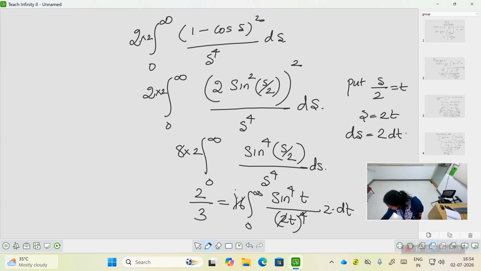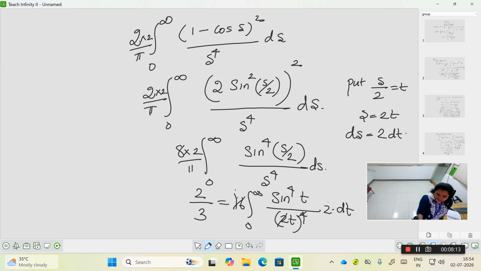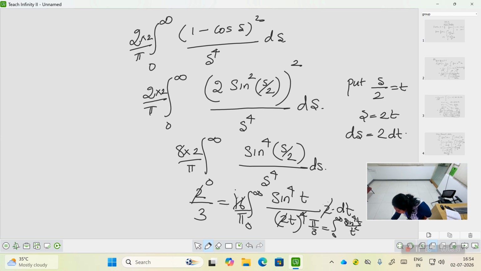Okay. So you see here, you are having the pi term here. So the terms are missing here. Please look into that. The pi term is missing. So this 2 and this 2 are cancelled. So when you cross multiply and see, this pi will go there. So pi by 3 is the integral from 0 to infinity of sin power 4 t divided by t power 4 dt. So we are getting the value for the second subdivision.